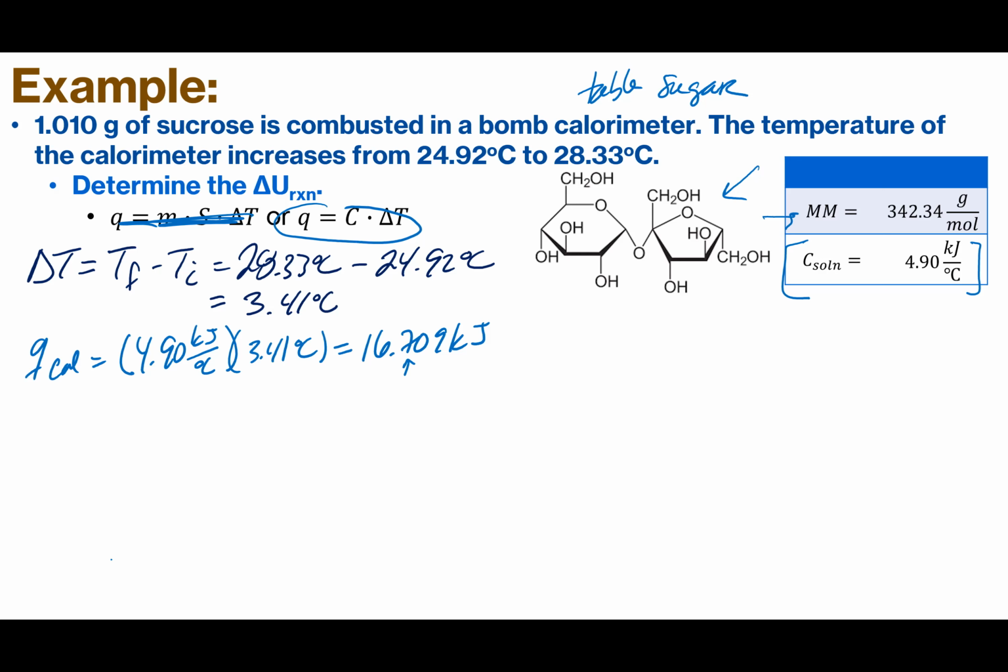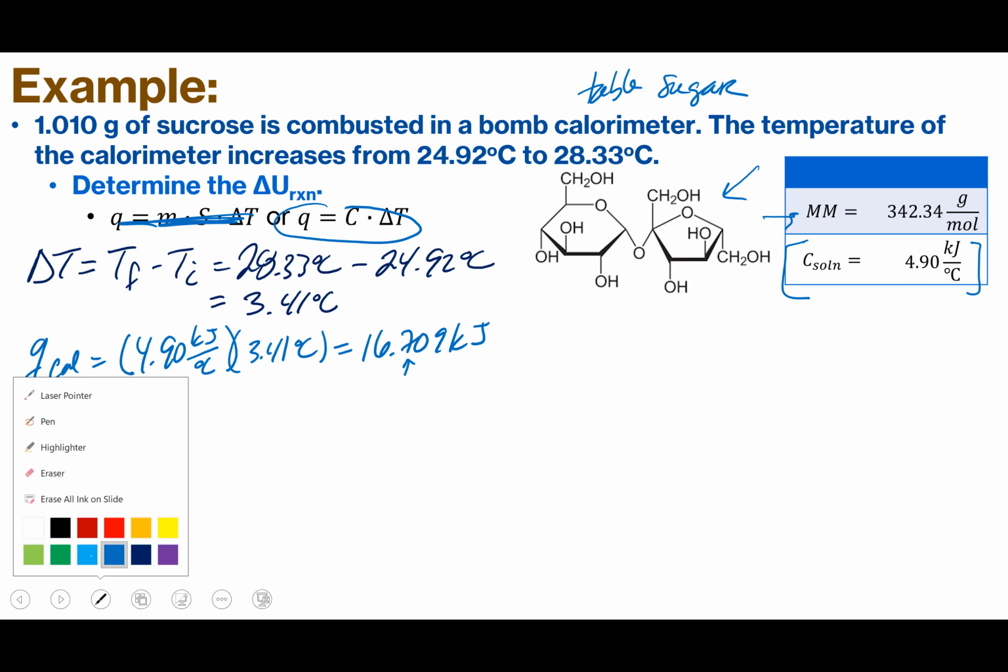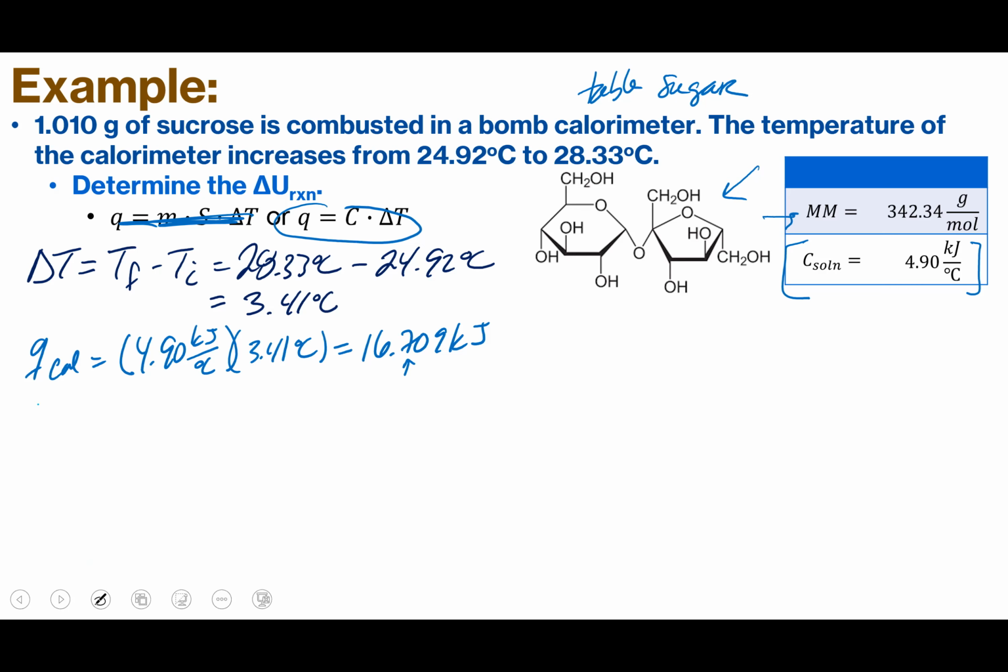Okay, now remember, we don't want Q calorimeter, we want Q reaction. And Q reaction equals negative Q calorimeter. So this is negative 16.709 kilojoules. Okay. All the heat is going out of the reaction, out of the system and into the surroundings. So there's our Q of reaction.